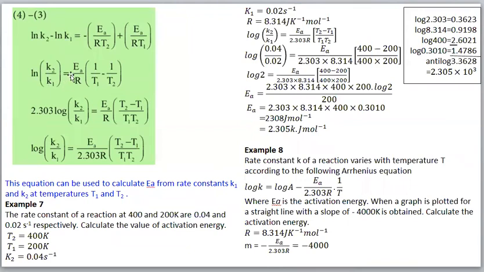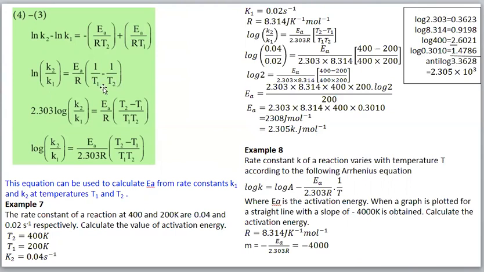Equal to, here you see Ea by R is common. We can take it out, Ea by R. The remaining terms we can write inside the bracket. You see here, this is a minus term, so we can write this second. First we can write this one, this is plus, so 1 by T1 minus 1 by T2.